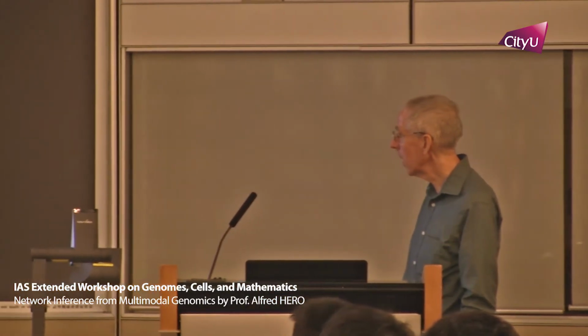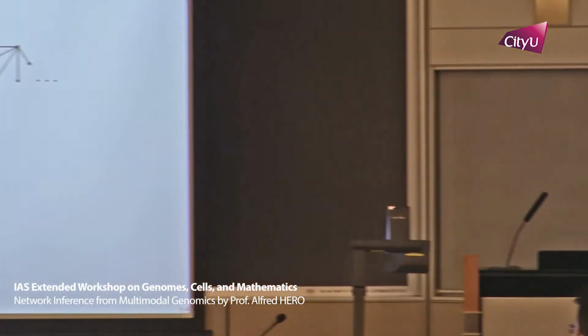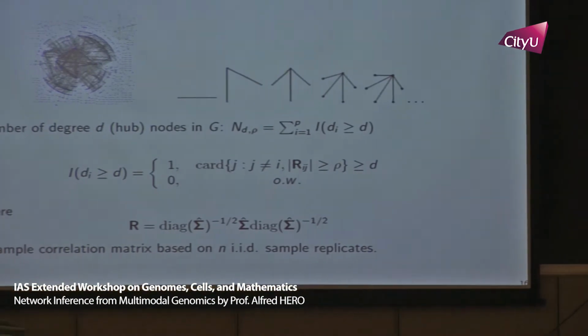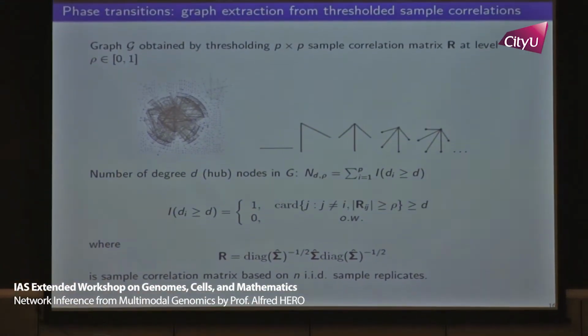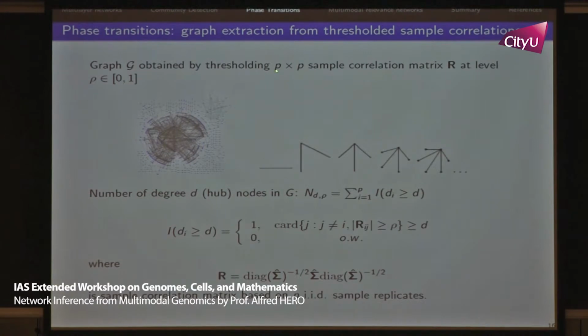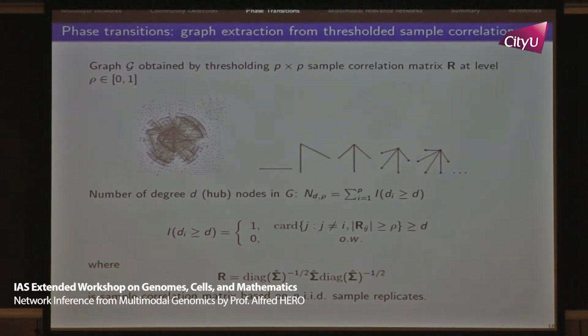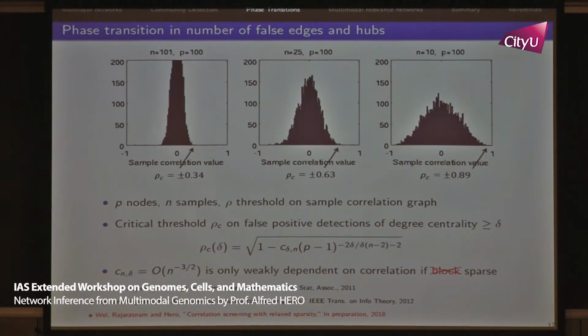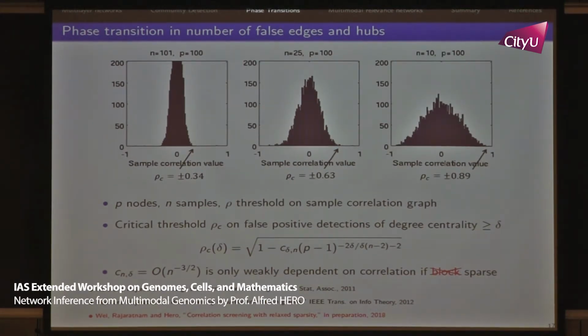And so the characterization is as a function of the threshold that's applied to the sample correlation matrix to obtain this graph, as a function of the number of nodes in the graph, the number of genes in the genome or in a particular chromosome, and as a function of the number of IID sample replicates, the number of time instances that you use to construct the sample correlation matrix. We want to be able to discover the nature of the false positive edges or hubs that one might encounter. There's a whole theory of this that we developed a few years ago.